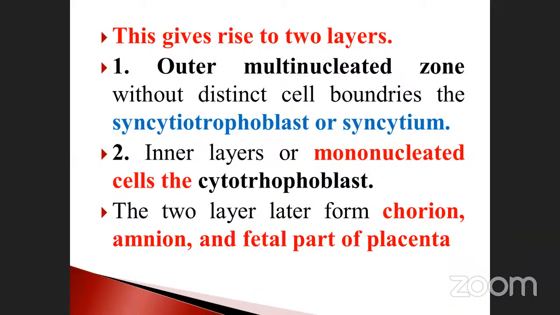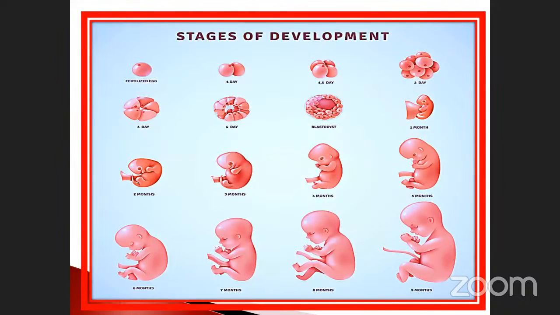The two layers later form the chorion, amnion, and the fetal part of the placenta. Which part is converted into some other form: the chorion, the amnion, and the fetal part of the placenta. It is nothing but the umbilical link between the mother and the fetus. Okay, got it? Then see here. These are the stages according to the cells to month aspects. The fertilization of the egg, this is the first day, 1.5 days.